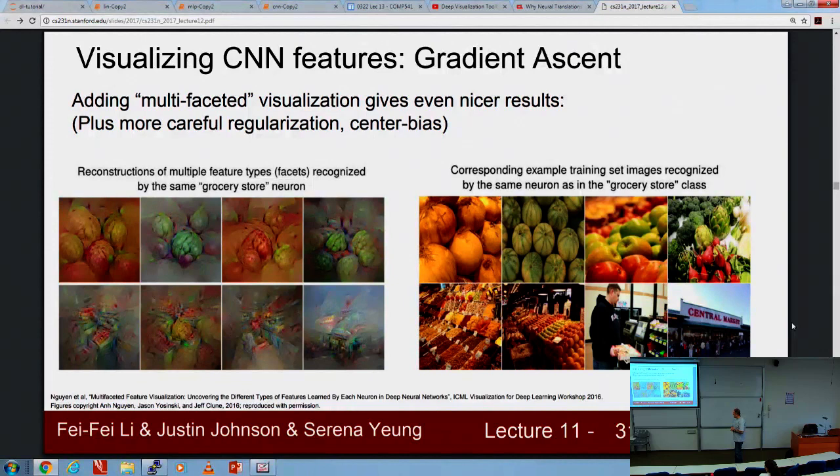So by taking advantage of this, they were able to get better visualizations. These are images that are generated from the grocery store neuron. In the top part, we see ones that basically look more like collections of fruits. In the bottom part, we see more store scenes.